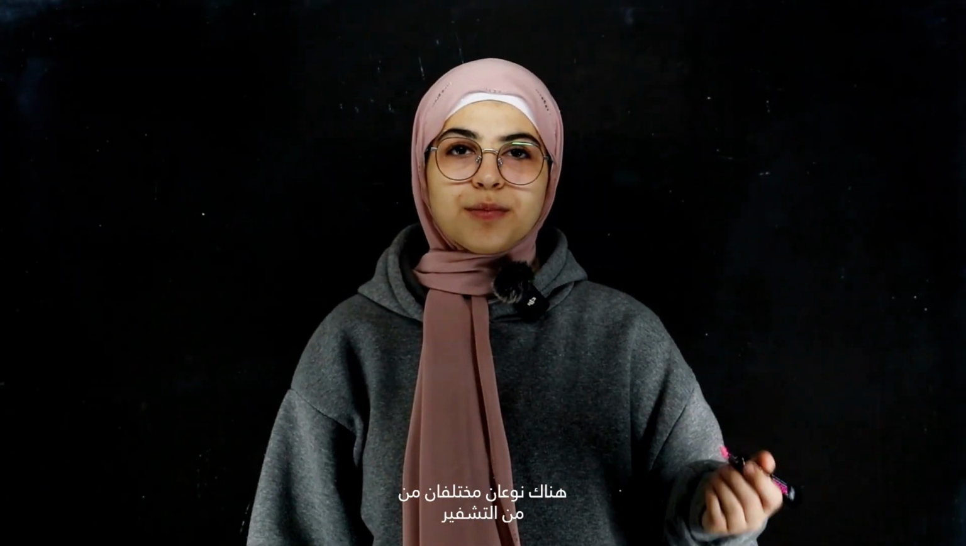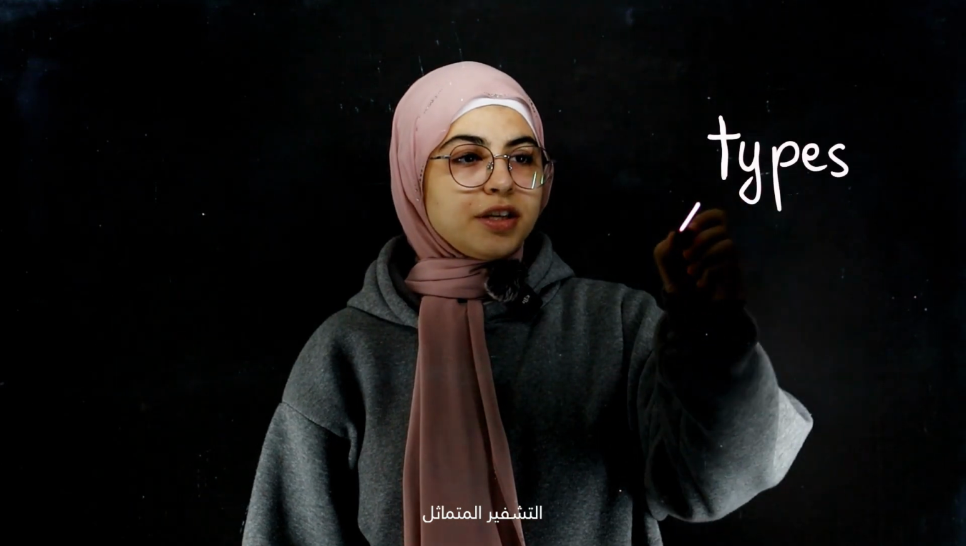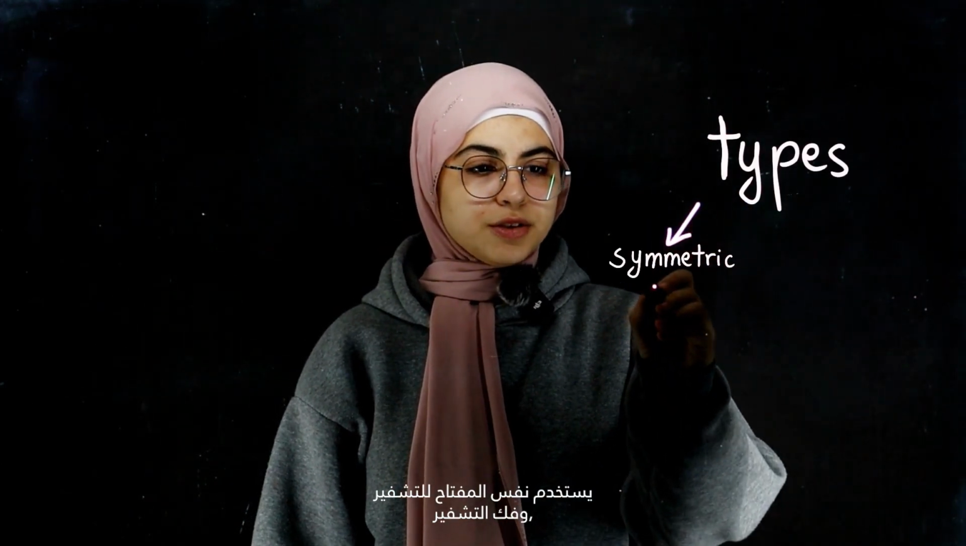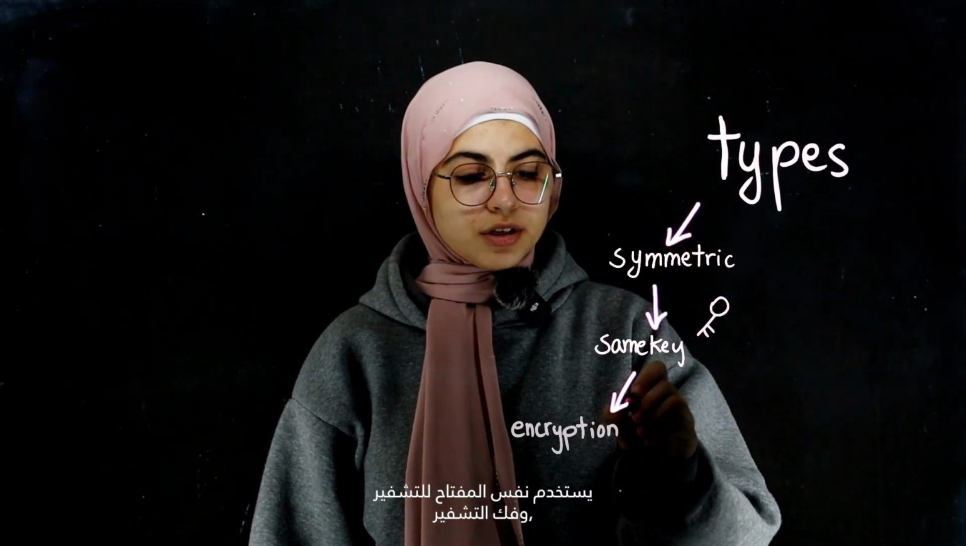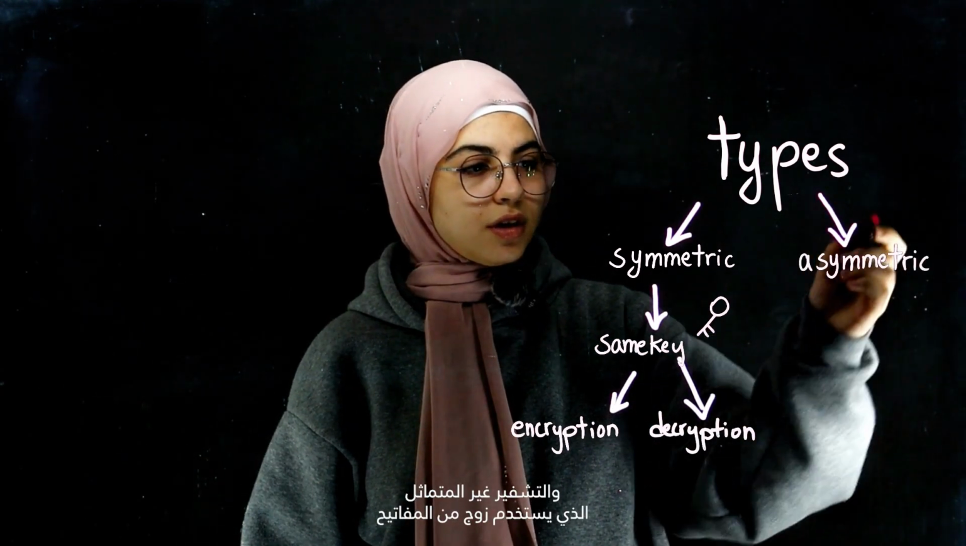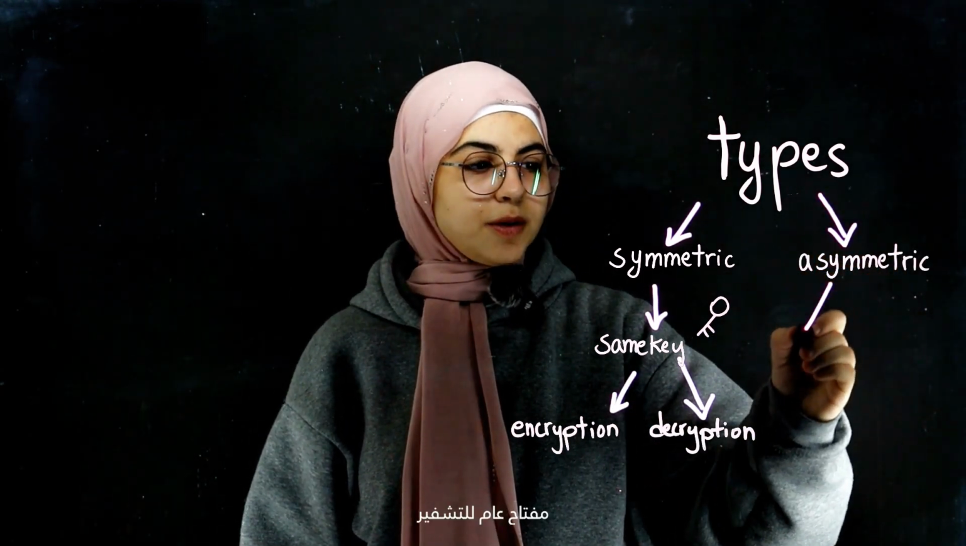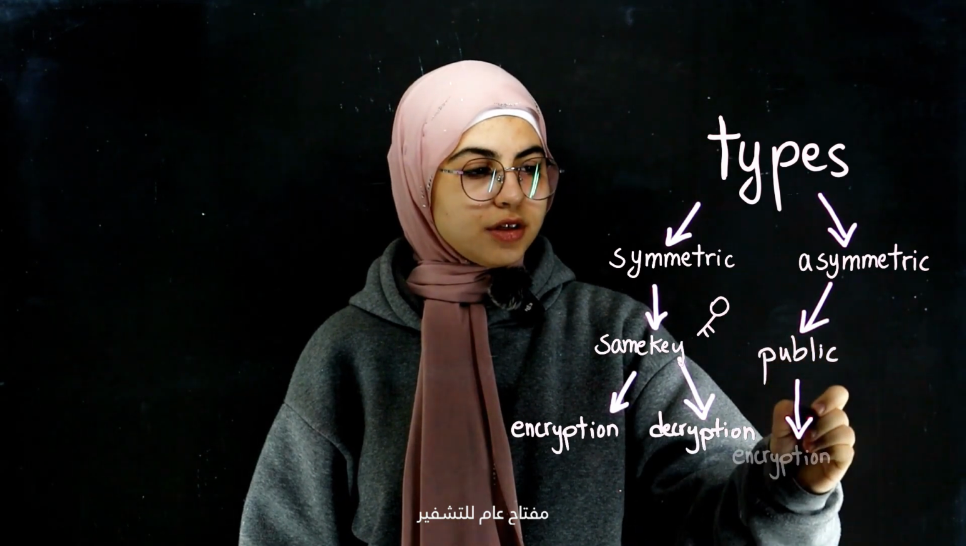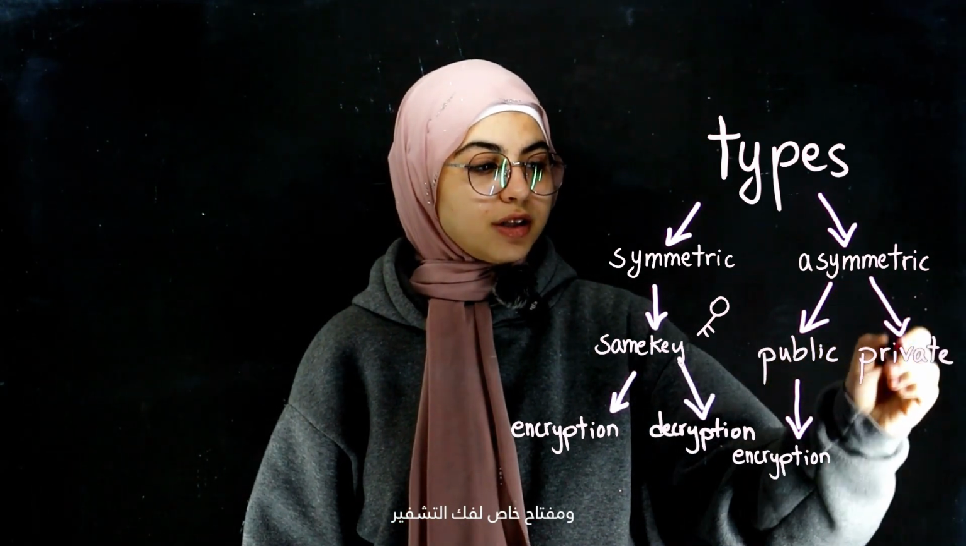There are a couple of different types of encryption. Symmetric encryption: the same key is used for encryption and decryption. And asymmetric encryption uses a pair of keys, a public key for encryption and a private key for decryption.